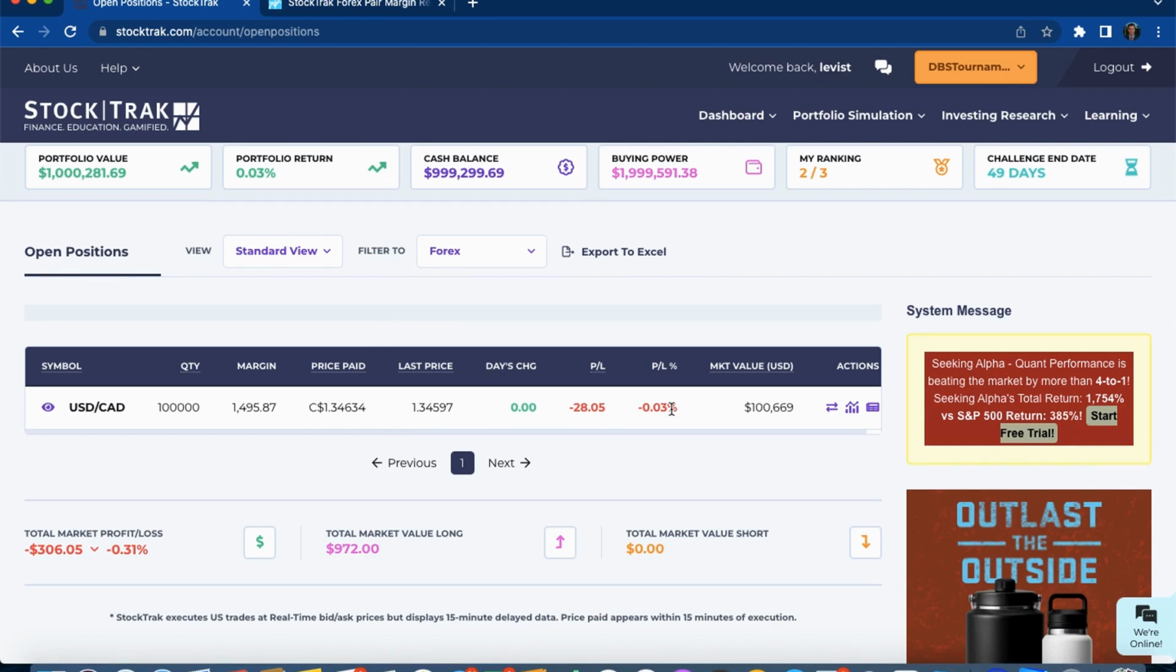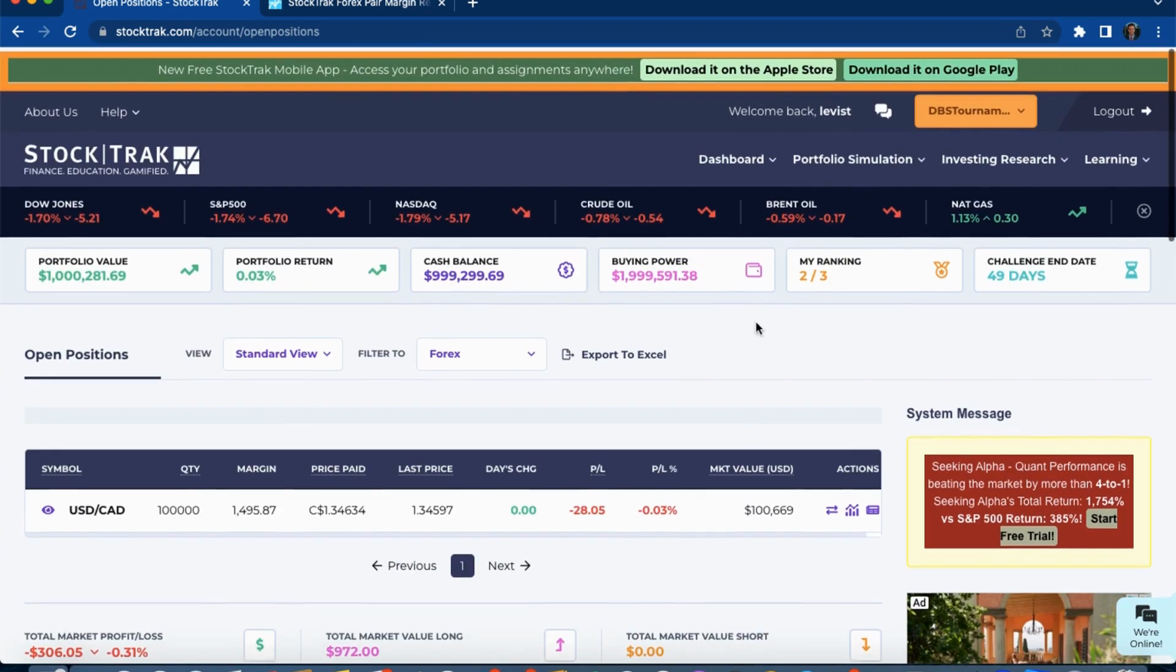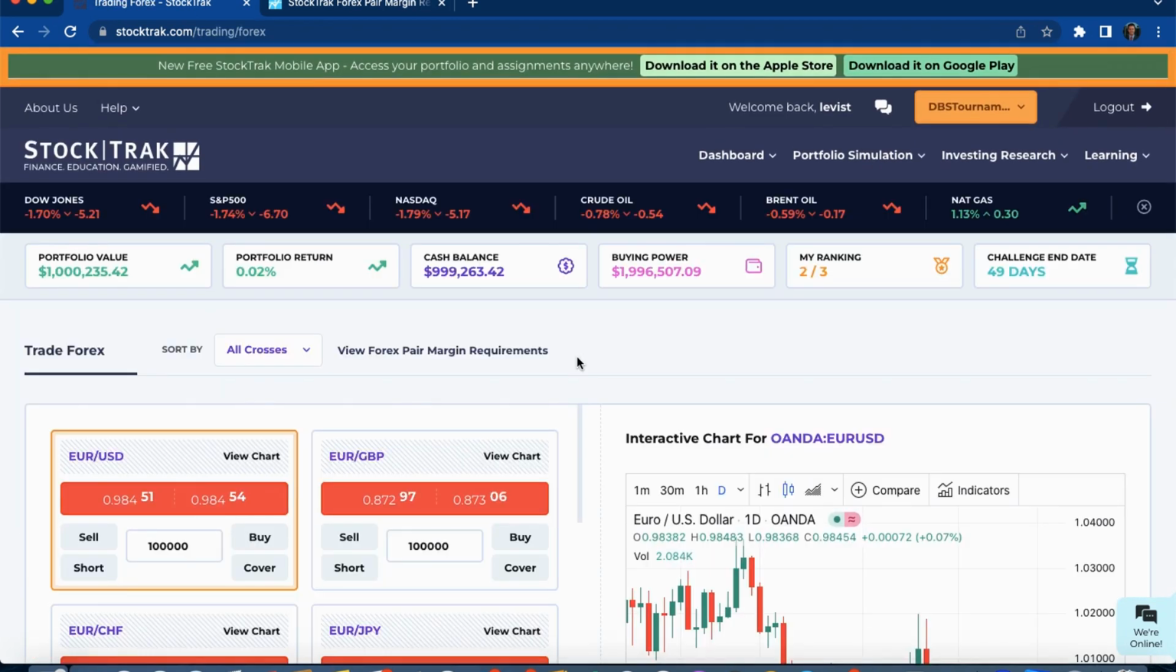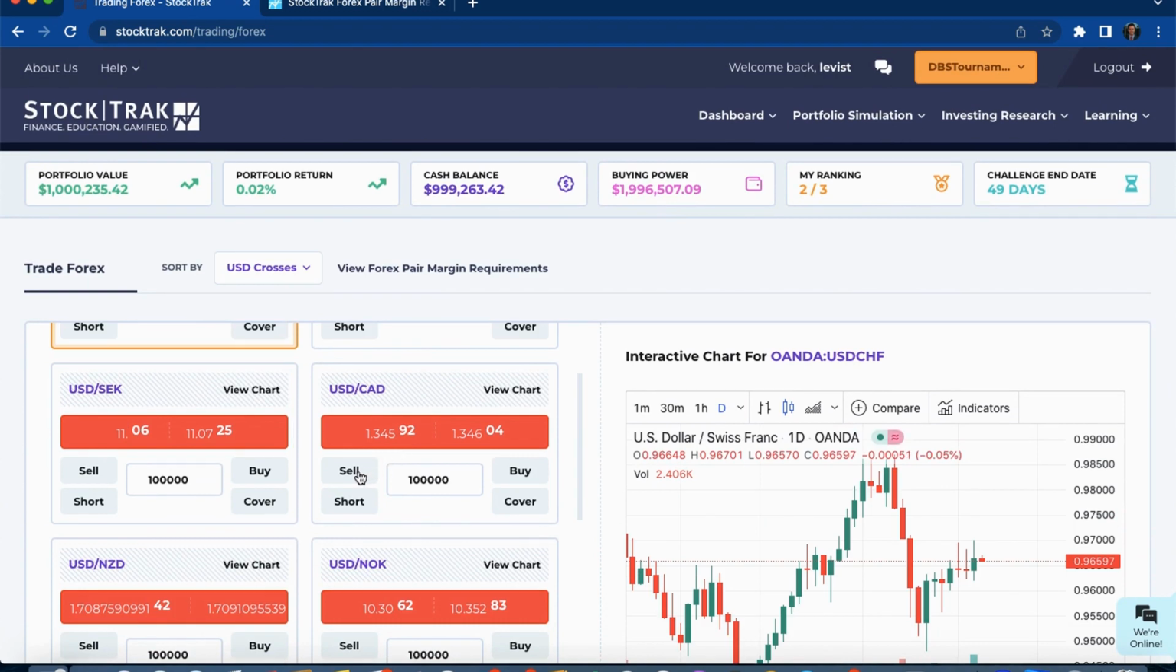At any point, you can check back on this page and see exactly how your trade is doing. But even though I lost money, let's go ahead and close this trade just so I can show you guys how the profit and loss works. So I'll go back to the trading page. I'll find my USD CAD pair again, but this time I'll select sell.